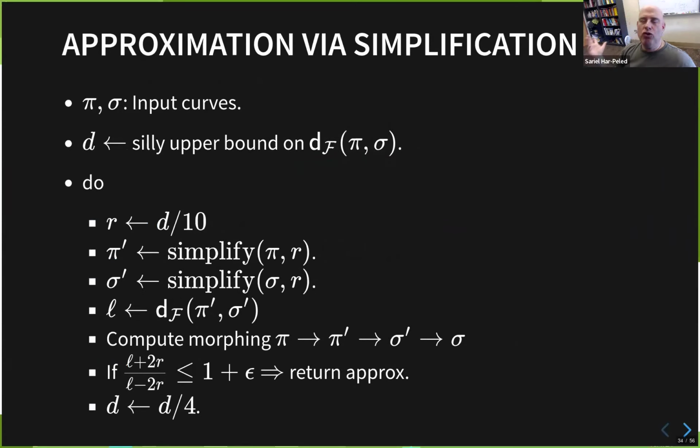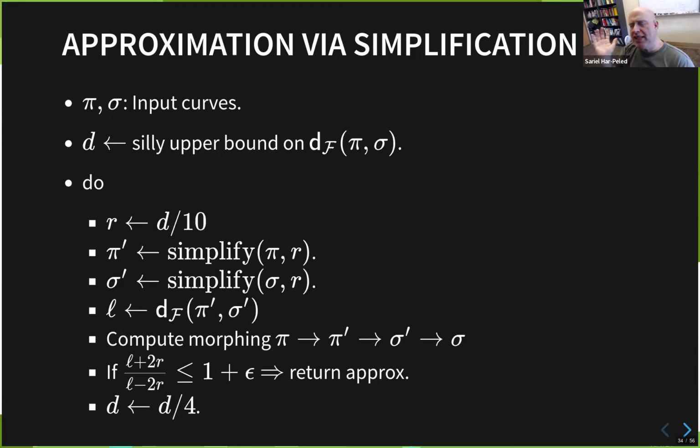So now I want to approximate the Fréchet distance between curves, right? And the basic idea is that if I have a morphing, a continuous matching from one curve to another, and I have another matching between B and C, I can use the triangle inequality. I can get the morphing between the two curves, so we can chain more things, which suggests a very simple algorithm, right?